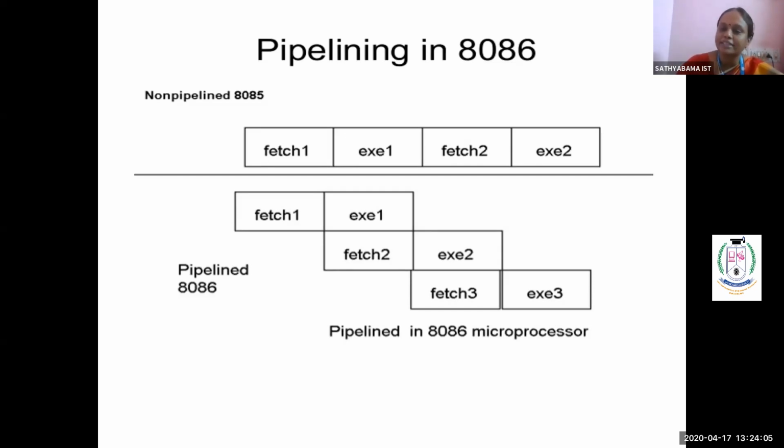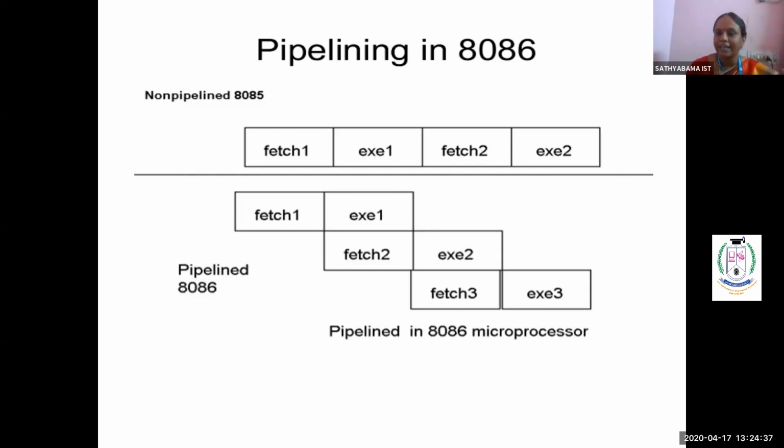But in 8086, we have pipeline. Parallel operation will be carried out. When I am taking my first instruction and it is decoding, automatically it will fetch the second instruction. Here we have a queue structure. While I am taking my first instruction, it will be decoded and executed, and parallelly it will fetch the second instruction. While the first instruction is executing, I can fetch my second instruction. While the second instruction is executing, I can fetch my third instruction. So this is pipeline architecture.